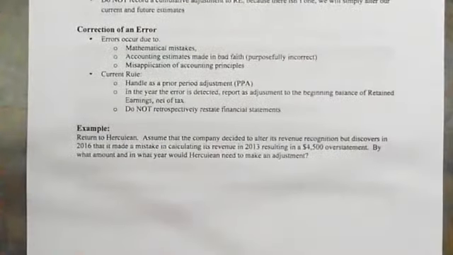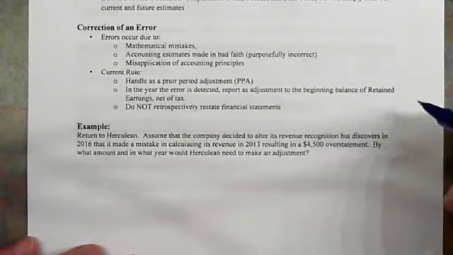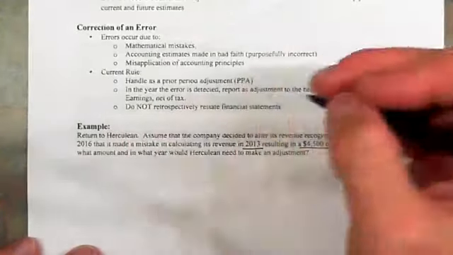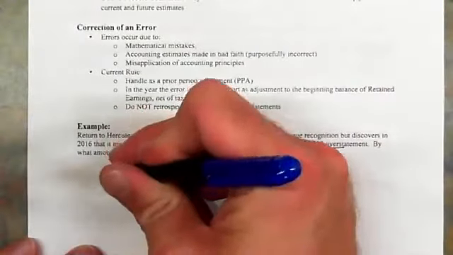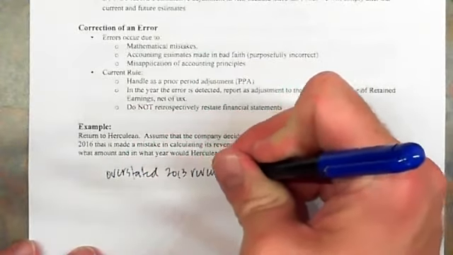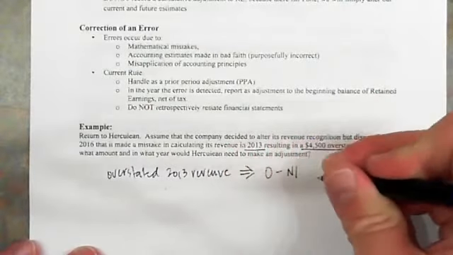Okay. So going back to the Herculean example, suppose that the company decided to alter its revenue recognition, but discovered in 2016 it made a mistake in calculating its revenue in 2013, resulting in a $4,500 overstatement. By what amount and in what year would Herculean need to make an adjustment? So they overstated their 2013 revenue. So that's the error. So now we need to adjust for that error. Overstated 2013 revenue. So that is an overstatement of net income.